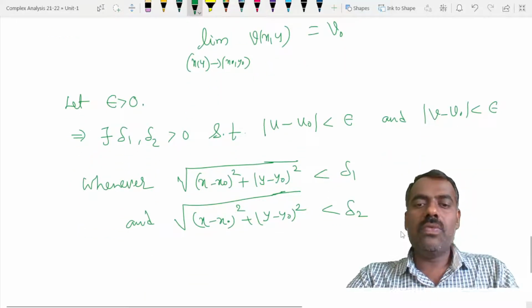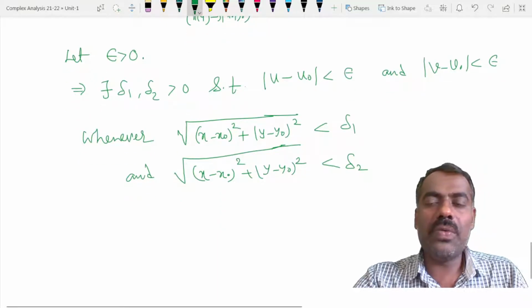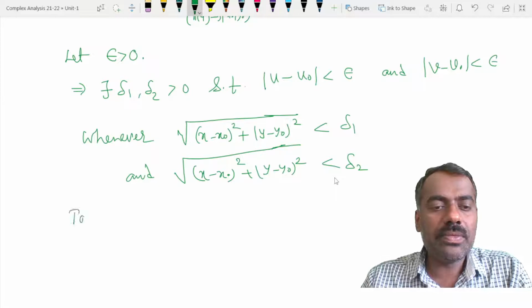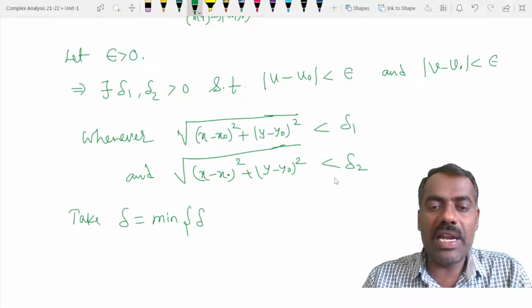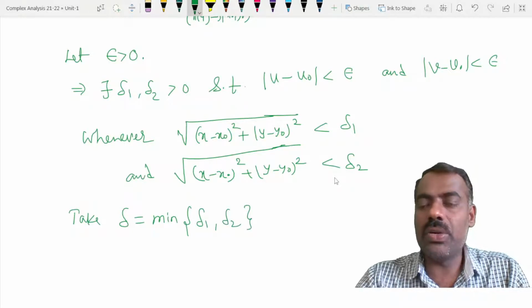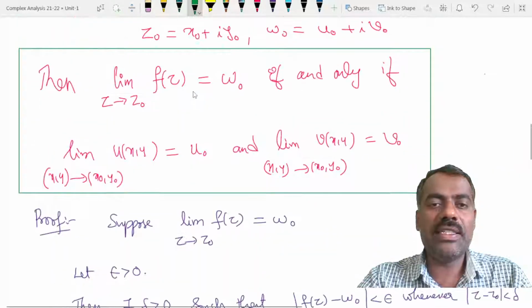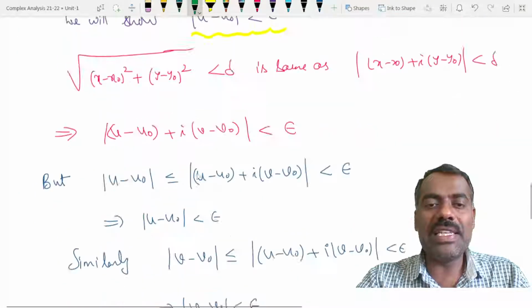Whenever there are two different values, delta 1 and delta 2, we want something which works for both. So obviously we will take the minimum of them. Take delta as the minimum of delta 1 and delta 2. Then we show that this delta will work for our f of z and w naught. That means we take that delta such that |z − z naught| is less than delta.